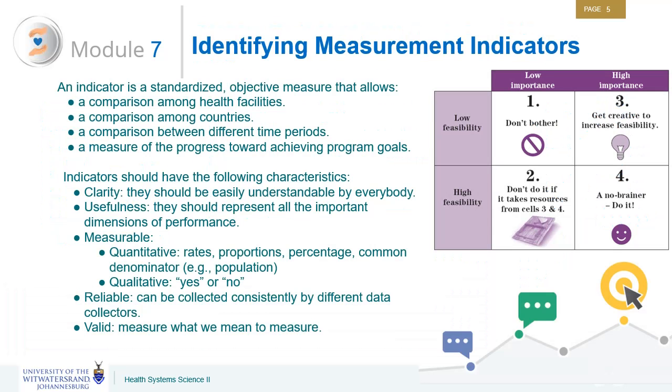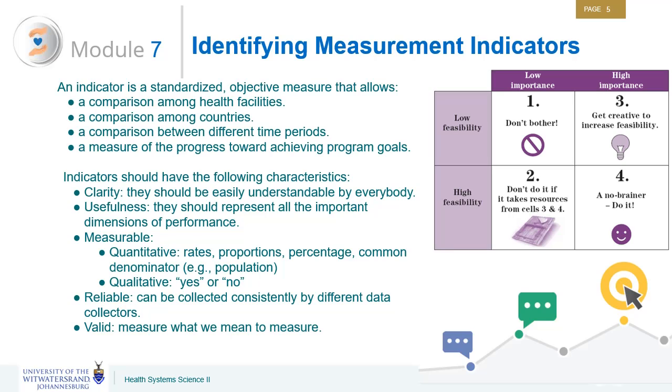An important part of this phase is identifying the measurement indicators. As a reminder, an indicator is a standardized objective measure that allows a comparison among different health facilities, or a comparison among countries, comparison between different time periods, or a measurement of the progress towards achieving program goals. So there can be many different types of indicators depending on what you're trying to achieve.